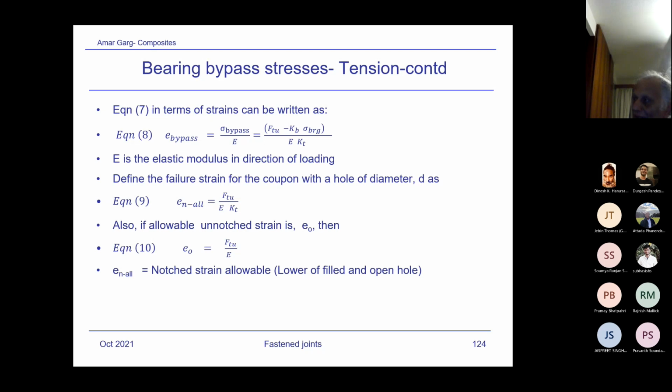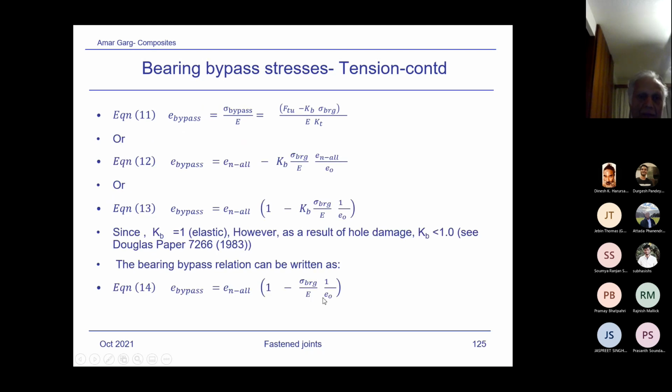Now that I will explain next week, how the filled hole and open hole tension values vary based on the layup. And this is the unnotched allowable, FTU by E. I've just written down the equation. I won't go into the details of that.